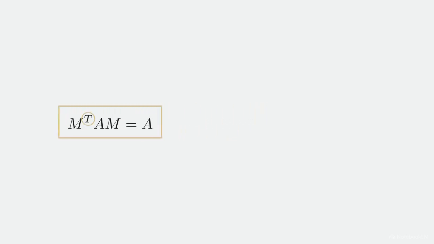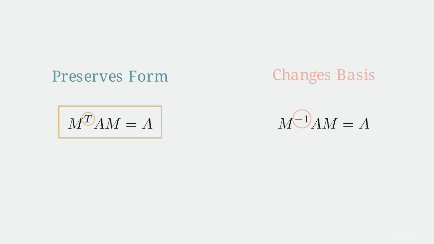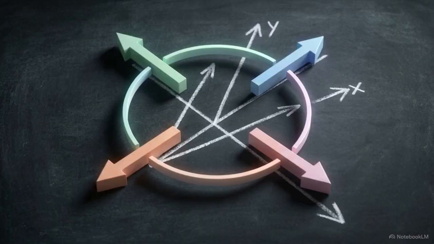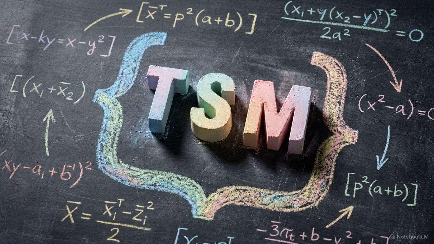Notice the structure. This uses a transpose, not an inverse. It is distinct from M inverse A M equals A, which is the rule for changing a basis. Preserving a form is not a simple change in perspective. This condition identifies the specific transformations that leave the geometric measurements of the space the same. According to Theorem 7, the set of all linear operators that preserve a non-degenerate bilinear form constitutes a mathematical group.